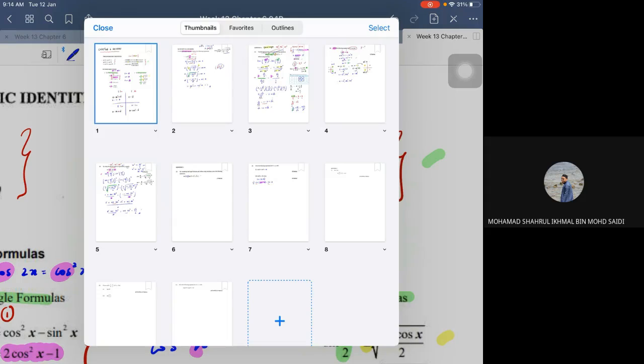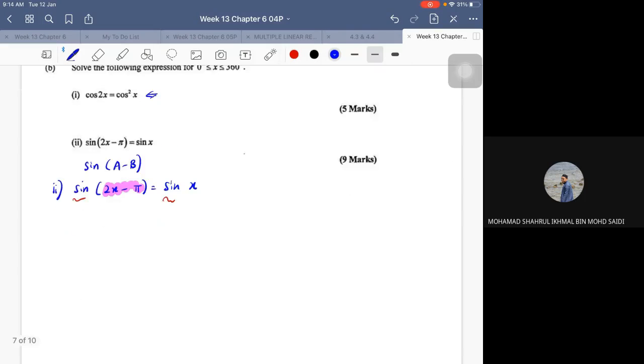Where is our calculation here? So this is our calculation. So I'm going to substitute. So it will become sin 2x cos of pi, minus cos 2x sin of pi, equals sin of x. So this is our equation after I have substituted that property. So this is how it looks like.